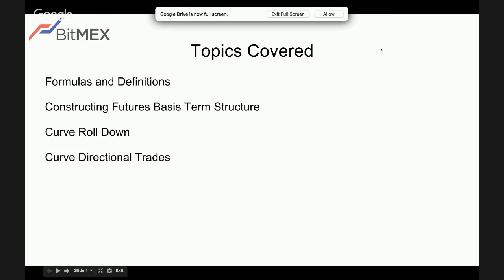Okay, so in lesson three, what we're going to cover, first, I'll go over some simple formulas and definitions that I'll be using throughout this lesson. Then I will describe how to construct the futures basis term structure. Then we'll focus on curve roll down trades and curve directional trades.